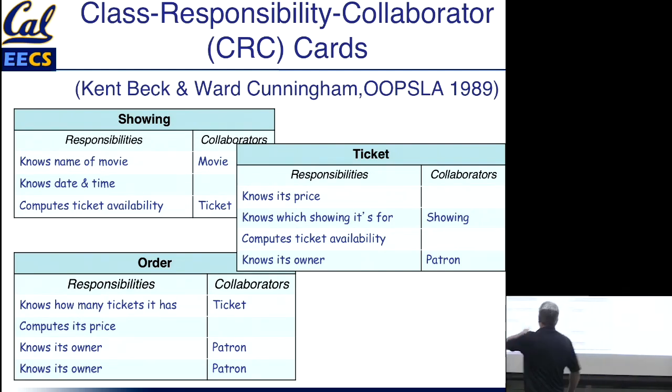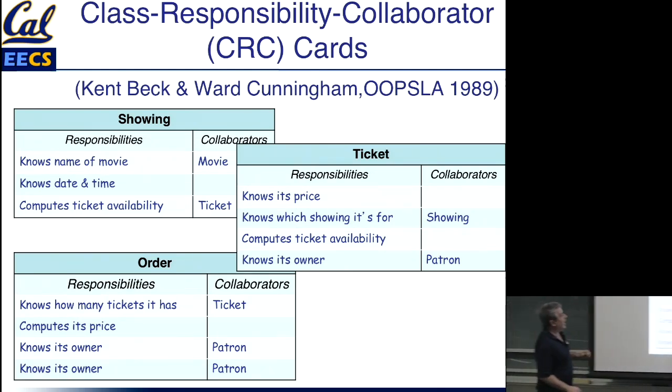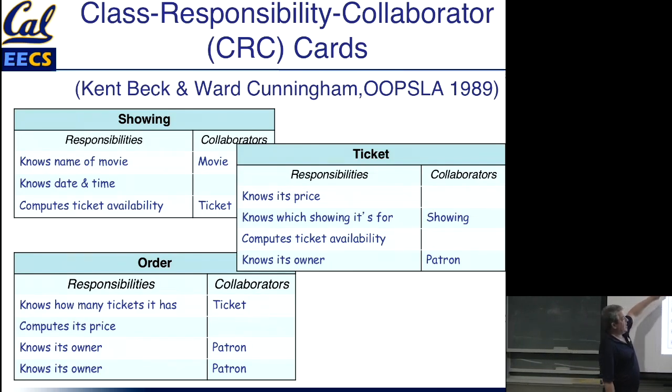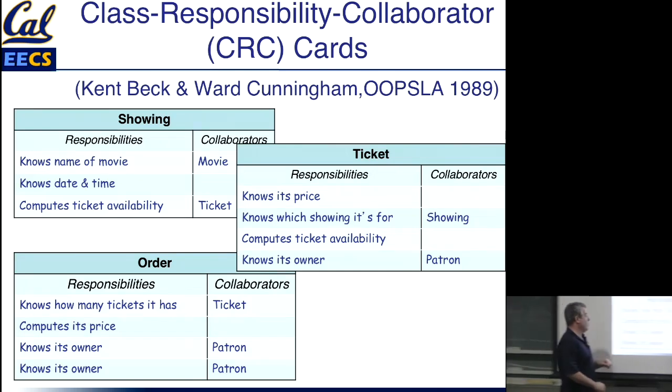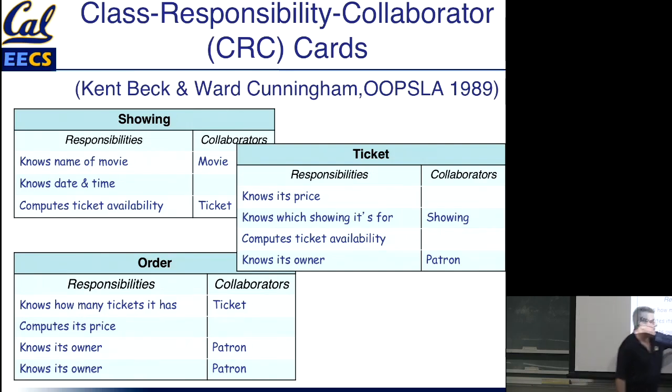So this is an example based on the previous slide, where we could say an order is a class that knows how many tickets are in it, but that implies that it has to collaborate with some other class that maybe is called ticket. An order knows how to compute its own price. That doesn't sound so bad. An order knows who owns it. Oh, sorry about the duplication of that line there. An order knows who owns it, but that implies that there must be a class representing a thing that can own an order, so we're going to call that patron.